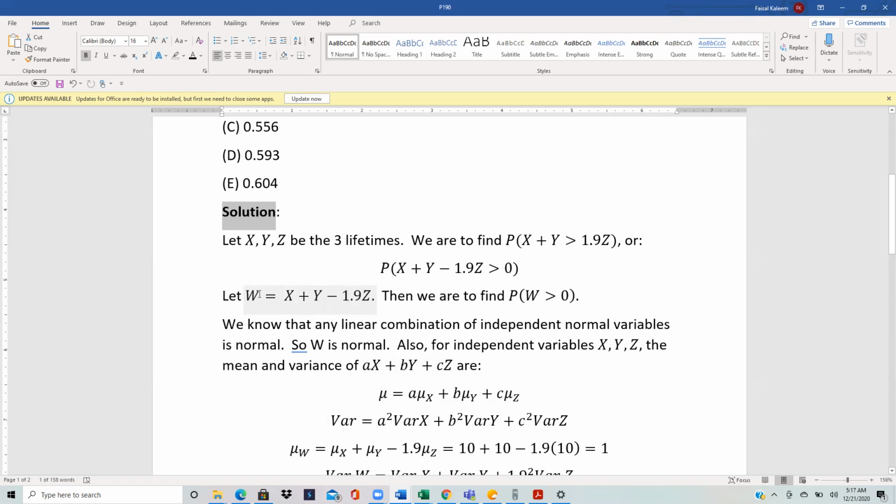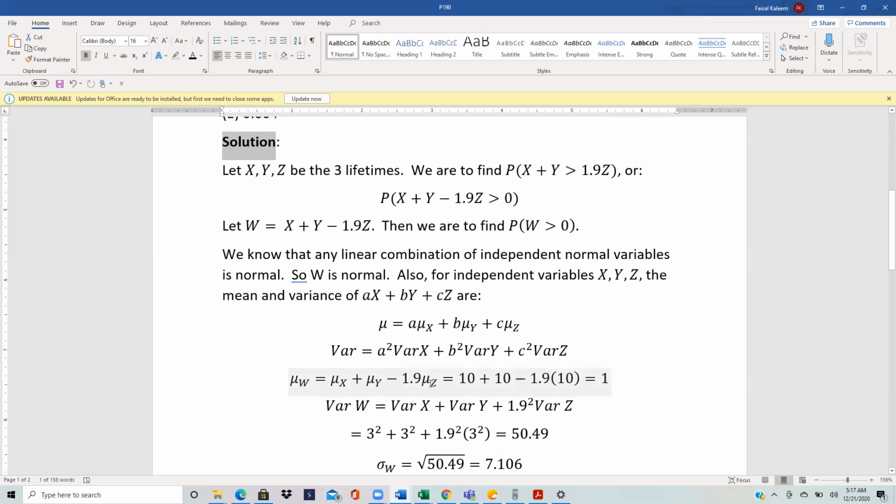So in this case, the linear combination we are considering is this one, X plus Y minus 1.9 Z, which is W. So the mean of W will be the mean of X plus mean of Y, because a and b are 1 in this case, minus 1.9 mean of Z, and the means of all X, Y, Z are 10 as given in the problem. So 10 plus 10 minus 1.9 times 10 equals 1.